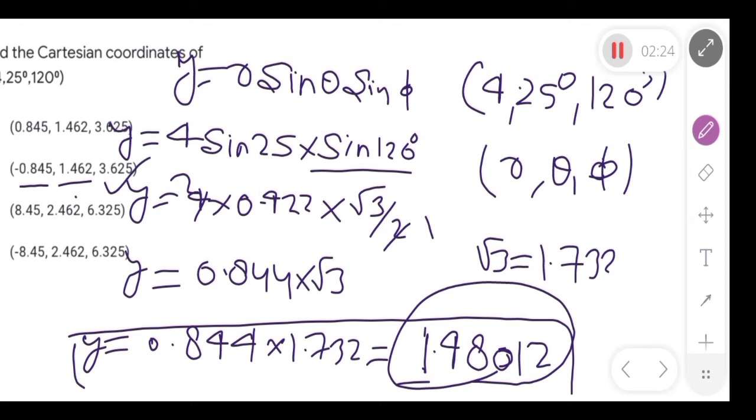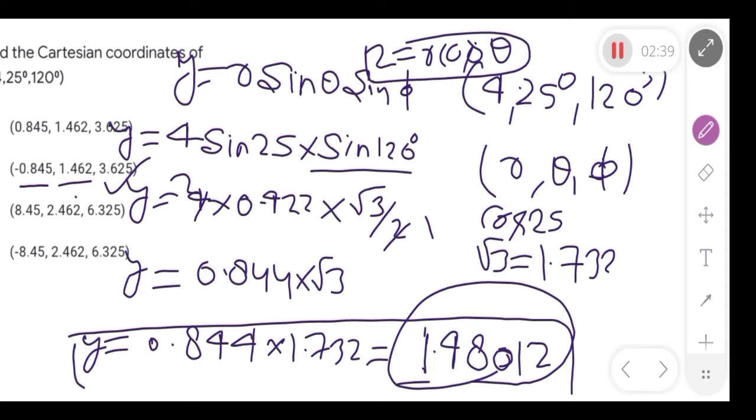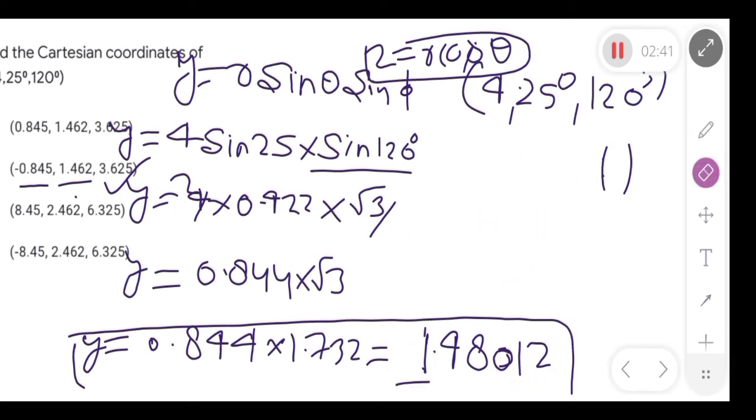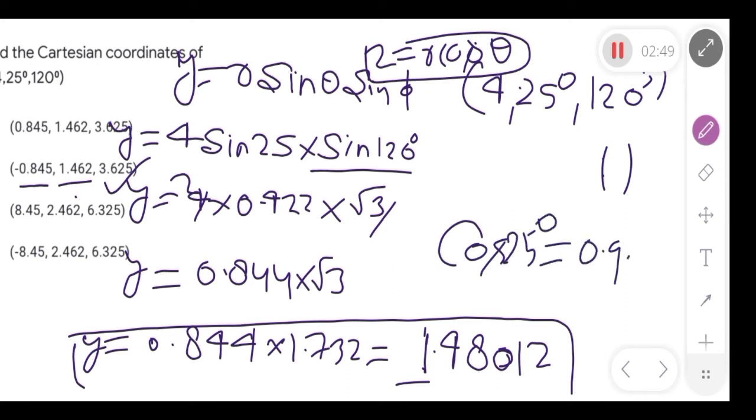Now we solve for the value of z, which is equal to r cos theta. Now the value of cos 25 is equal to 0.906. Now we can put in and solve, then we get the answer 3.625. Now our second option is correct.